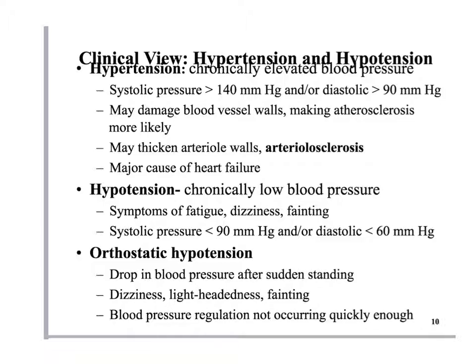On the flip side, we have hypotension, which is chronically low blood pressure. Symptoms: fatigue, dizziness, fainting. There's not enough pressure to deliver the blood to where it needs to go. This is characterized by systolic pressure less than 90 or diastolic less than 60. And that's chronic. That's not just standing up quickly. This is the way it is all the time.